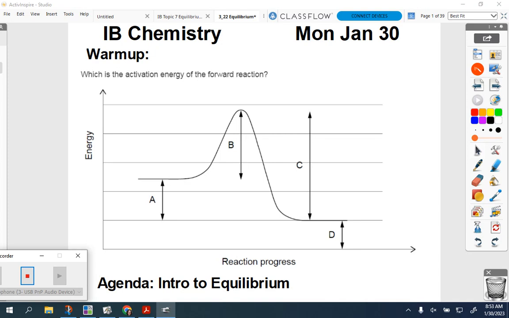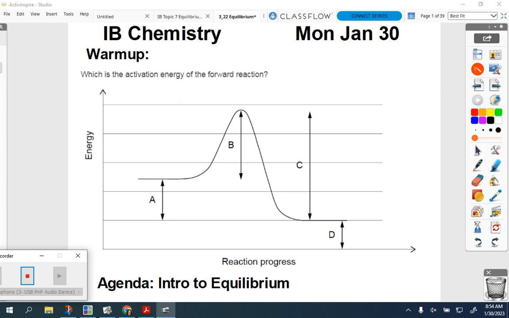So let's take a look at this warm-up question. I picked this partly because I wanted to review from the last couple of topics that we've looked at, and because I want to use this to introduce the next topic, because there's a specific word in our question that is going to be relevant to this topic. So the question is, which is the activation energy of the forward reaction?